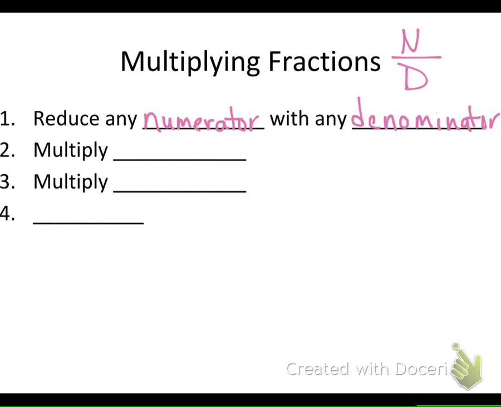So when you reduce any numerator with any denominator, step 2, you go on to regular multiplication rules. So you can multiply the what together. So after you reduce, you go to step 2 and you multiply what together? The top numbers. What's that top number called? Numerator. Okay? Once you multiply all the numerators together, you go down to the next step. The next step, you multiply the what together? Denominators. There we go.